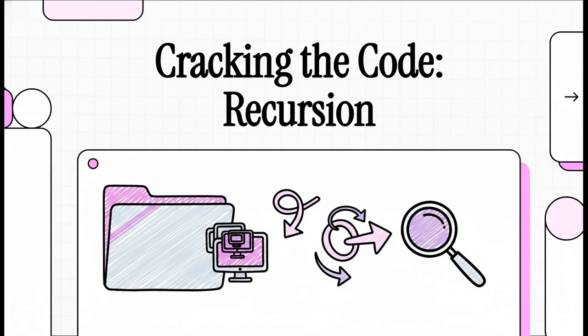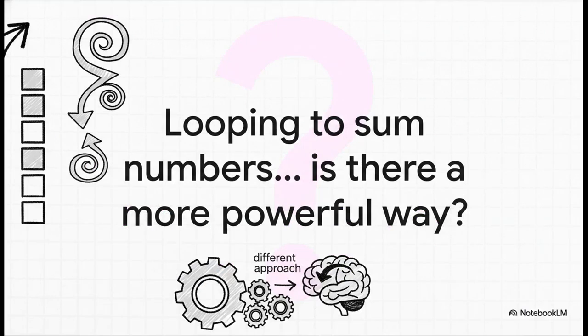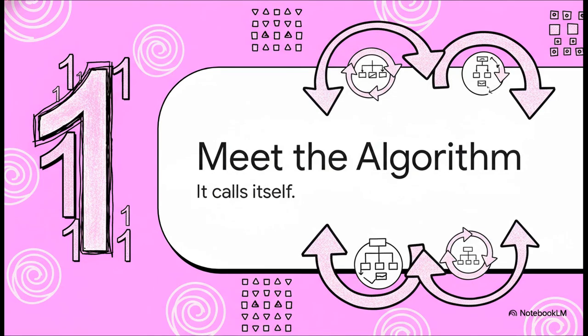Welcome to the Explainer. Today we're cracking open a case file on one of programming's most elegant and, sometimes kind of misunderstood concepts, recursion. So, think about a super common task. You gotta add up a list of numbers. Your first instinct is probably just use a loop, right? Go through them one by one. But what if I told you there's a totally different way to tackle this? A way that could change how you think about solving problems altogether. All right, let's get into it.